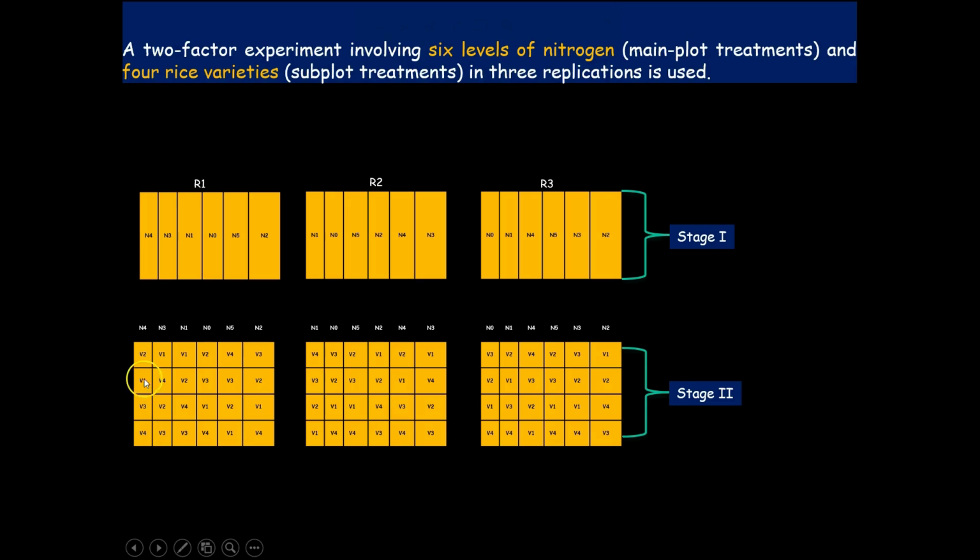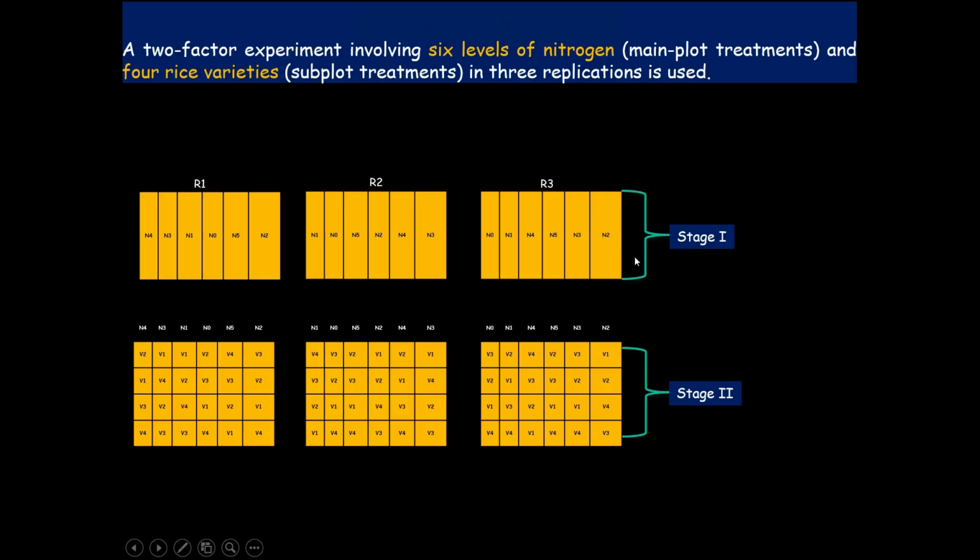You can see, if we take an example of this V1, 2, 3, 4, 5, 6. So again 6 here and 6 here. So 6 multiplied by 3 is 18. That is why the subplot is tested, or we can say evaluated, with larger precision.